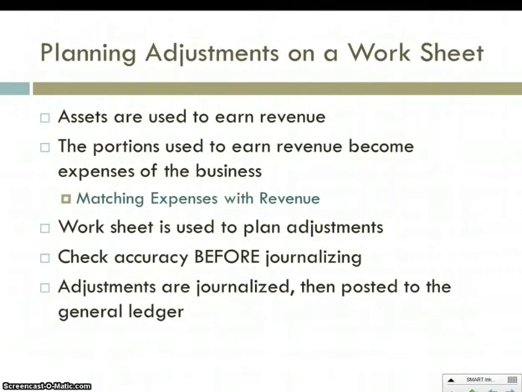A few things to keep in mind. Assets are used to earn revenue. The portions used to earn revenue become expenses of the business. Again, that's matching expenses with revenue. The worksheet is used to plan adjustments. It allows us the opportunity to check accuracy before we do any journalizing and enter the information into the books. Our books are not up to date, though, until we actually journalize the adjusting entries and then post those to the general ledger.